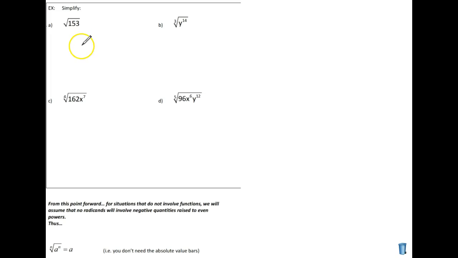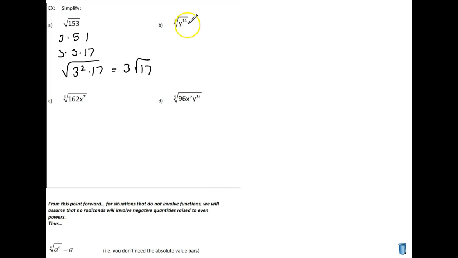Okay. Well, let's think about 153. So what goes into 153? Sure, that is really 3 times 51. And then you got to think, well, 51 is really 3 times 17. So I've got 3 times 3 times 17. So the square root of 3 squared times 17. So this gives me 3 times the square root of 17.